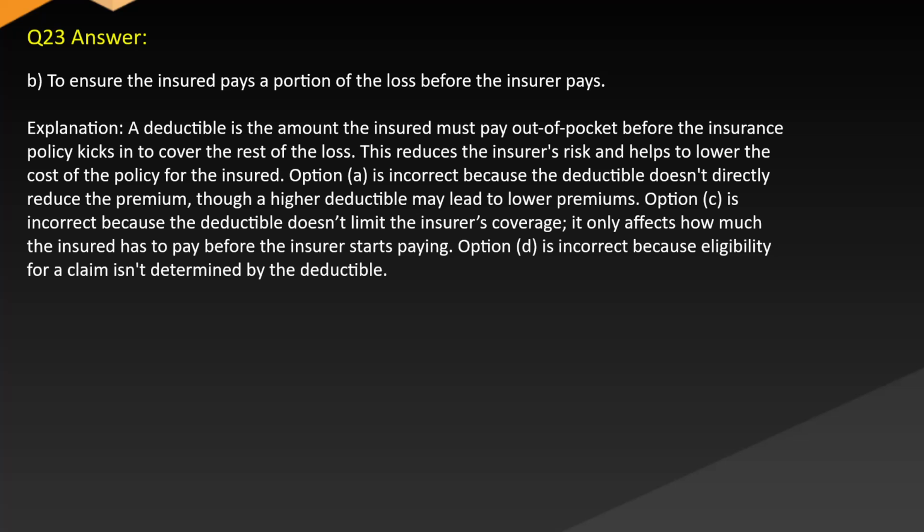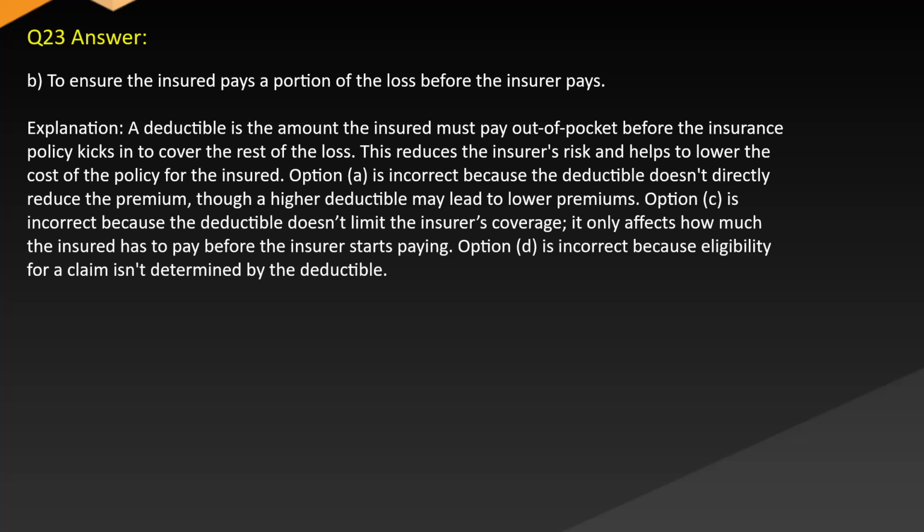Answer B. To ensure the insured pays a portion of the loss before the insurer pays. Explanation. The deductible is the amount the insured must pay out of pocket before the insurance policy kicks in to cover the rest of the loss. This reduces the insurer's risk and helps to lower the cost of the policy for the insured.